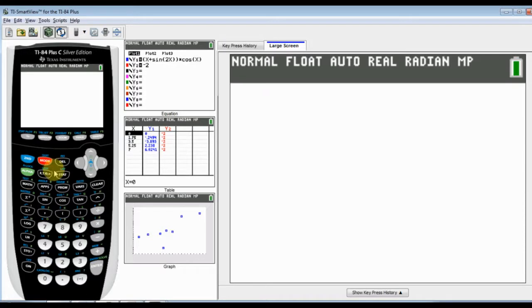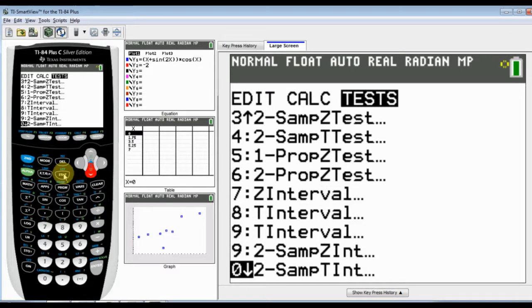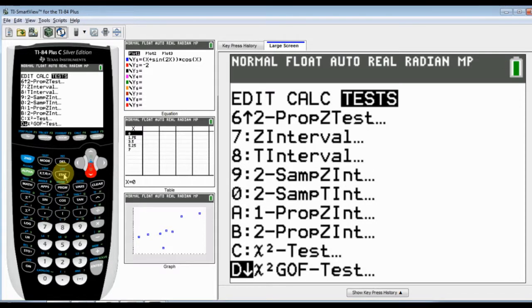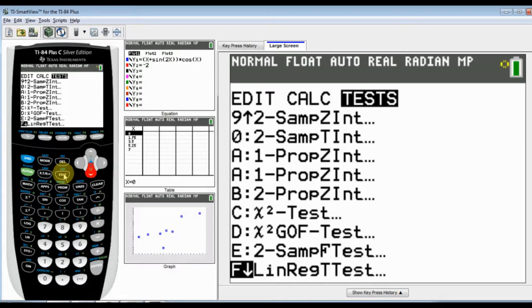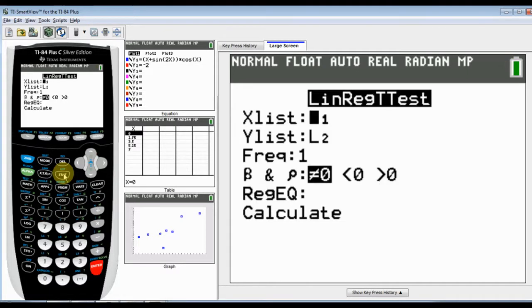From the home screen, we're going to go to that really powerful menu, Stat Tests. I'm going to go the long way down. We're going to look for linear regression t-test. There it is, LinReg t-test. Go ahead and push enter. We'll get to this screen.